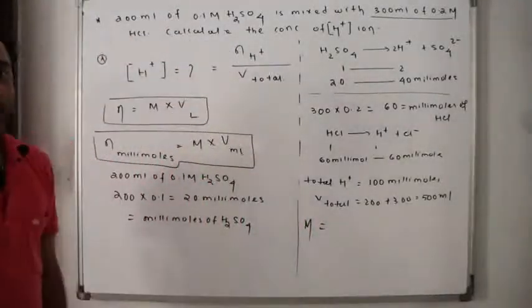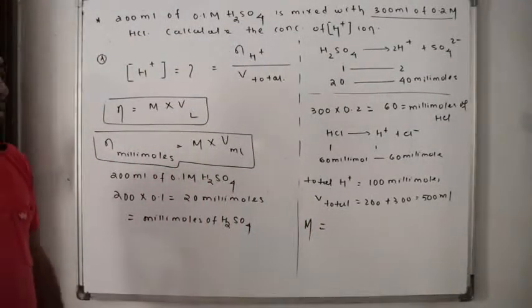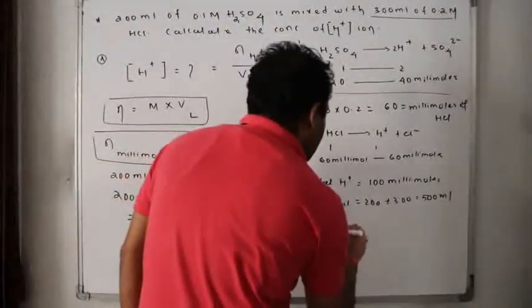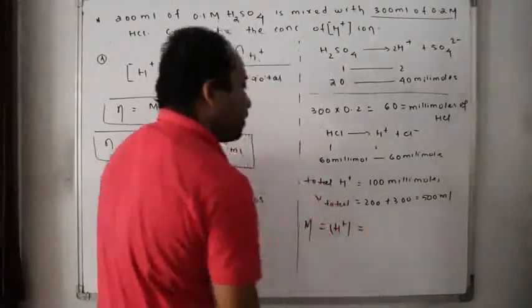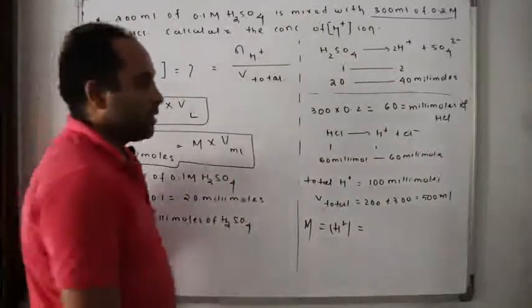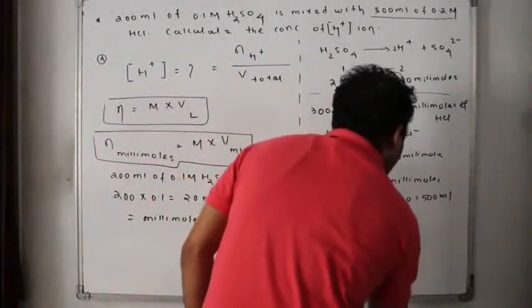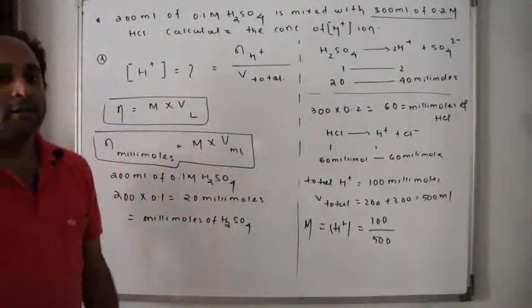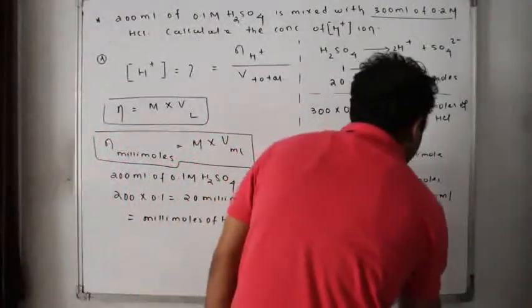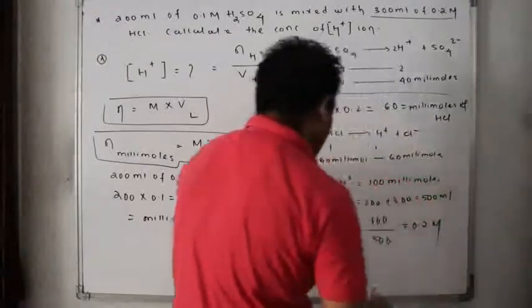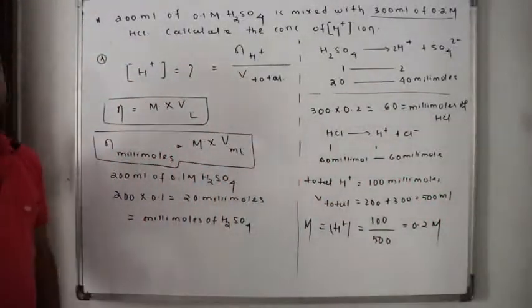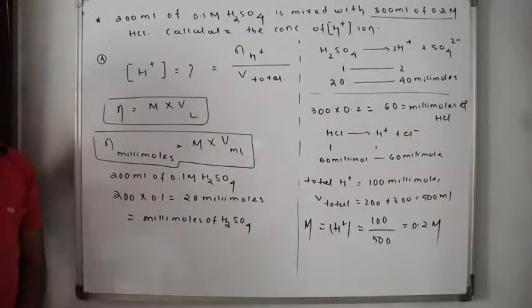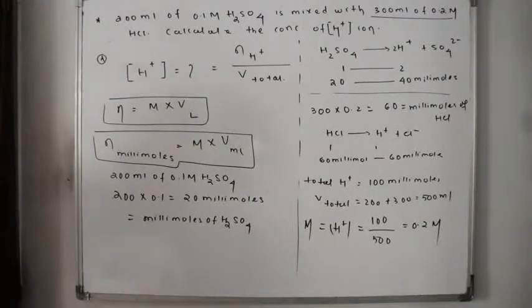of H plus? How to find the concentration of H plus? Here it is given 100 in millimoles by 500. So what is the answer here? 1 by 5, that is equal to 0.2 molar. Easy? Clear? Please do copy.